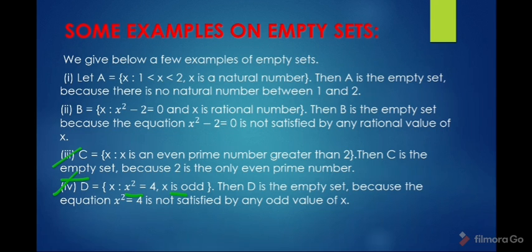Okay, what are the collection of elements whose square is 4? One is 2, another one is minus 2, right? 2 square is equal to 4, and minus 2 square is also equal to 4. That means 2 and minus 2 both are even numbers, so there does not exist any odd number whose square is equal to 4. So again D is an empty set.